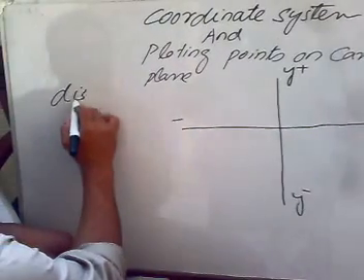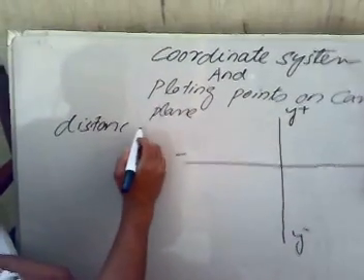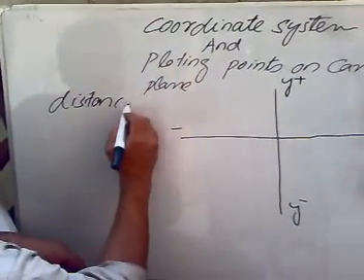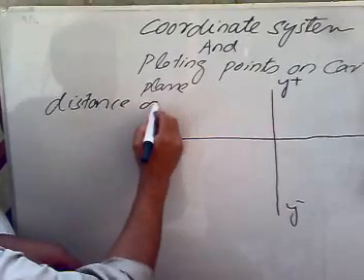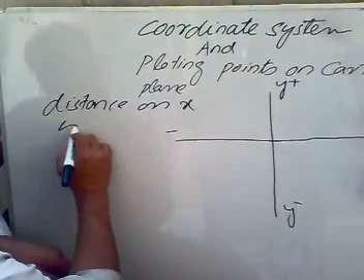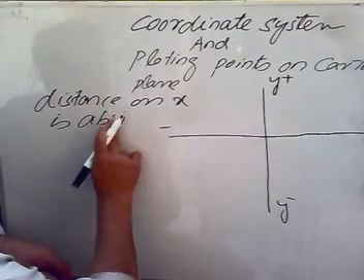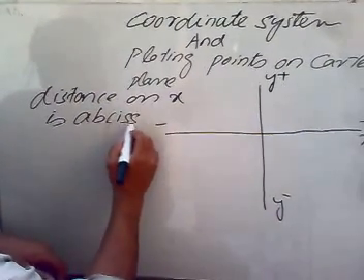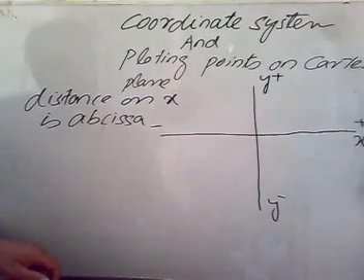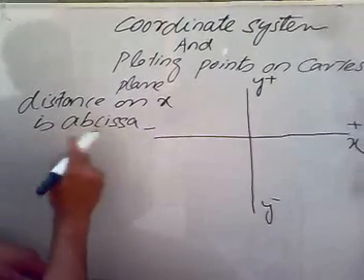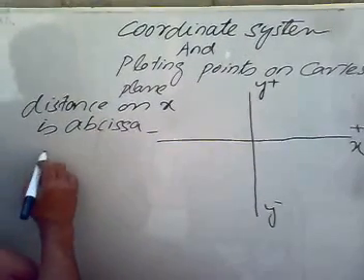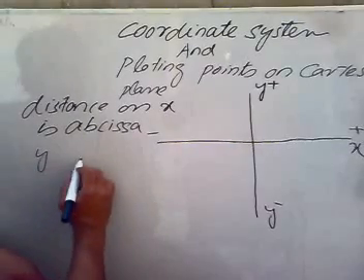the distance on x is abscissa and the distance on y is called ordinate. Please excuse me for my spelling because I'm very weak in it.